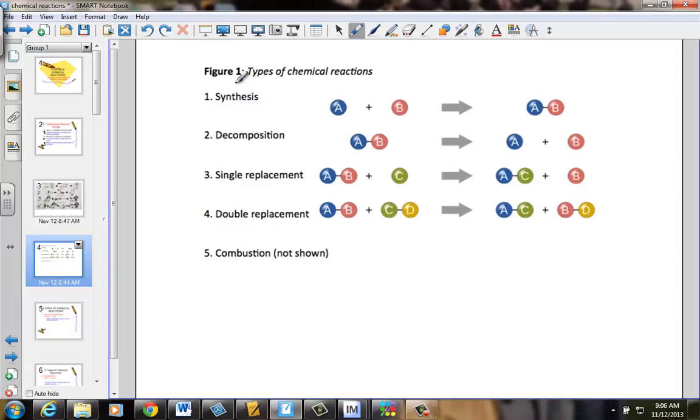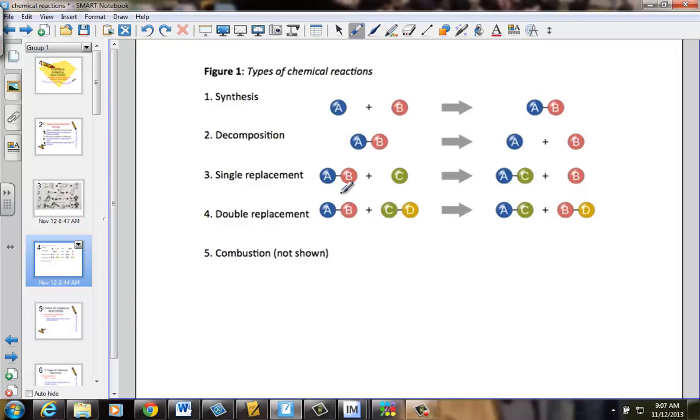A synthesis, sometimes called a combination. We have an element A reacting with an element B, two separate reactants, combining to form a single product. The pattern of synthesis or combination produces just a single product. To decompose, the exact opposite. Take that single product, break the bond back into the simpler ingredients it was built from. Compound AB separates into its elements A plus B.